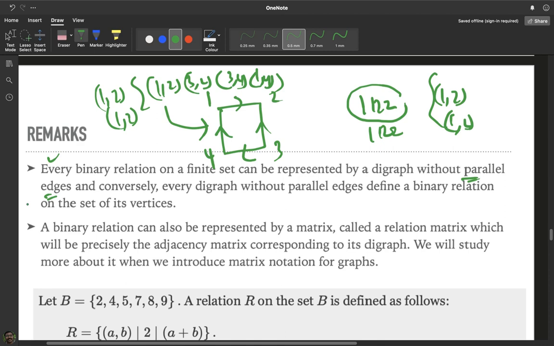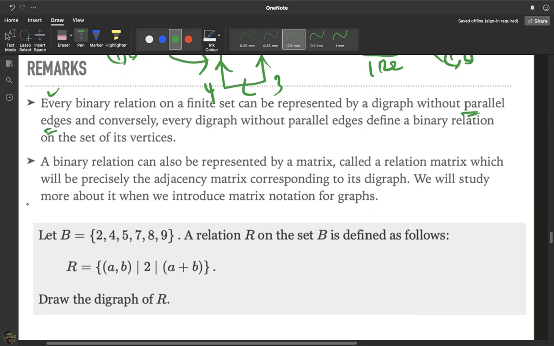Okay, and moving forward, this is a homework problem here. Can you please try to write down the relations here. This is your set B, and a relation is being defined on the set B. A and B are related if 2 divides A plus B. First of all, you have to write down which elements will come in that relation. Once you write that, try to draw the diagram.